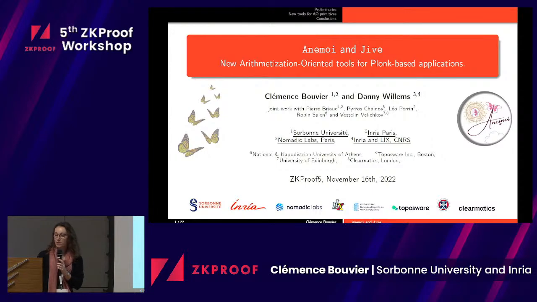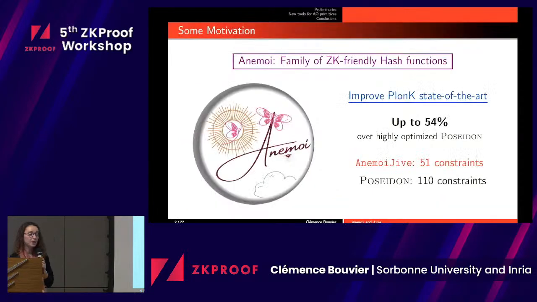So the objective is to show how we came to this. I mean, up to 50% of improvements in terms of Plonk constraints over a highly optimized Poseidon. We can reach 51 constraints instead of 110, so this is very nice. And for the moment, Anemoi is the state of the art for Plonk.